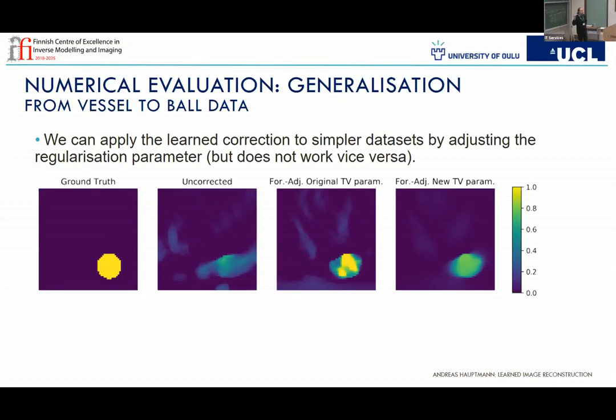So at least we retained some of these properties that we know from regularization theory, that we can adjust the parameter, even if the network, the forward model, or the whole forward and adjoint correction was trained on a different setting.